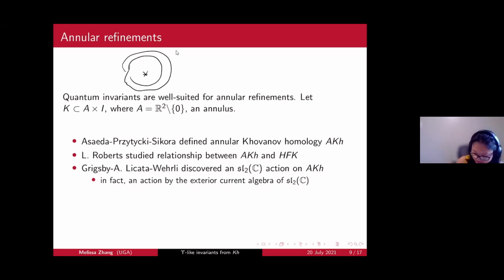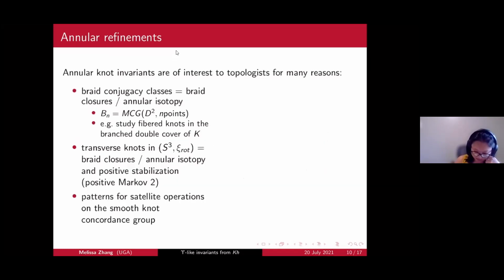So the benefit of the annular refinement for Khovanov homology is that you actually have a lot more structure, like immediate, obvious representation theoretic structure. Okay. But this is interesting to topologists for many reasons as well, and I'm going to try to draw a picture. You can think of a braid as the mapping class group on a disk with n marked points, right? You just kind of move the points around. Right, okay, so like swapping these two would be like sigma 2 or something.